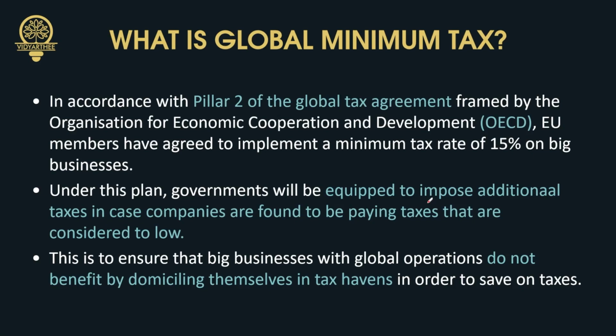Now, what is global minimum tax? In accordance with Pillar 2 of the Global Tax Agreement framed by the Organisation for Economic Co-operation and Development, that is OECD, European Union members have agreed to implement a minimum tax of 15%. Under this plan, governments will be equipped to impose additional taxes in case companies are found to be paying taxes that are considered too low. This is to ensure that big businesses with global operations do not benefit by domiciling themselves in tax havens in order to save on taxes.